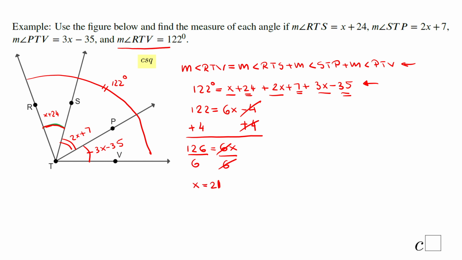Okay, but again, we need to look. The problem says find the measure of each angle. So let's start with the angle RTS. The measure of angle RTS is what? x plus 24. So it's going to be 21 plus 24, and that will be 45 degrees.